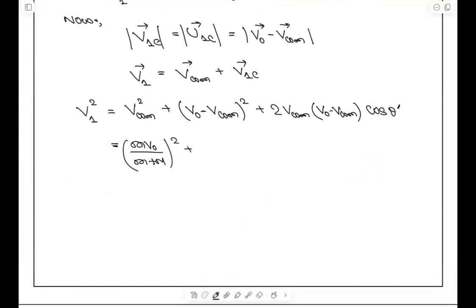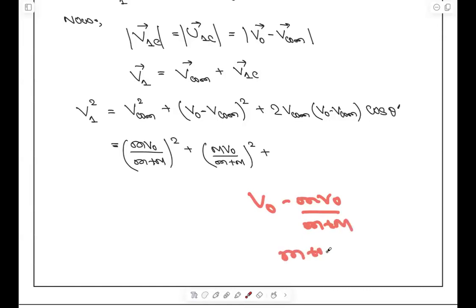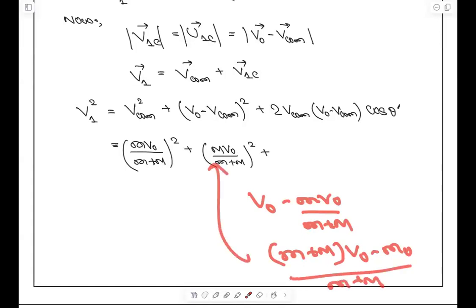चलो सॉल्व कर लेता हूँ. What will be V naught minus V center of mass? Can you write it? It will be mv naught upon m plus m. तुम एक स्टेप और कर सकते हो माइनस करके. यही हुआ ना. V naught minus mv naught upon m plus m. So it will be m plus m into v naught minus m v naught upon m plus m, right? So it will be left.